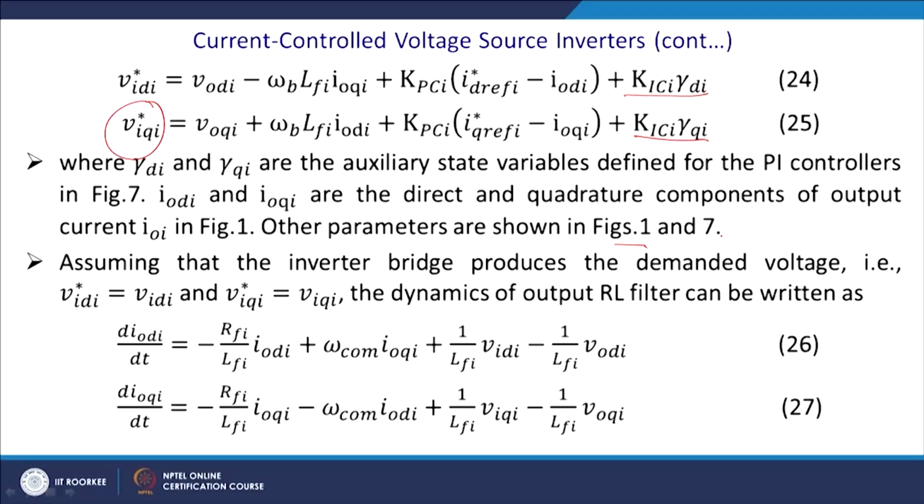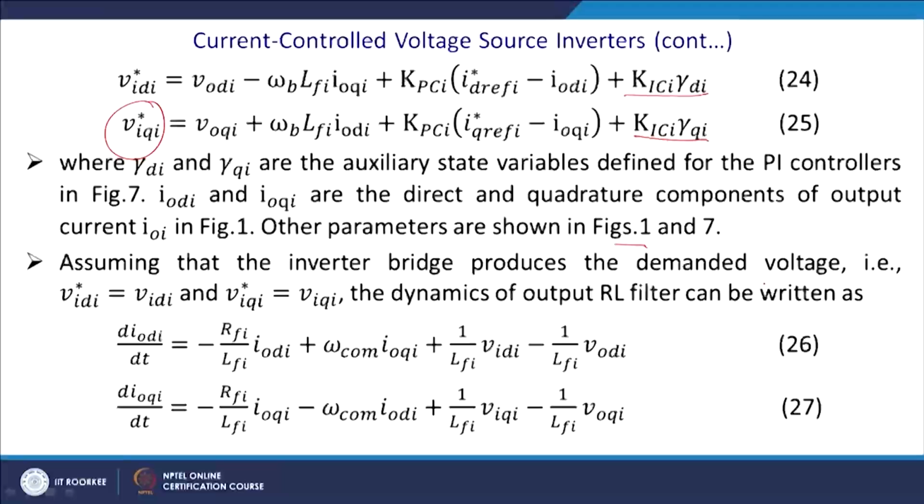So, now again we have to write the state space modeling of it. Assume that the inverter bridge produces the demanded voltage, that means VDI equals VD star and VQI equals VQI star, so this referred parameter matches with that. The dynamic output can then be written as di/dt, that will be RFI by LF into IDI, this is a cross term omega m into IQY, thereafter 1 by LFI VQI and minus 1 by LFI VDY. Similarly, for the Q axis, this term will be your D and other terms will be Q as it is. So, this is followed, but there will be a sign change for the Q axis.